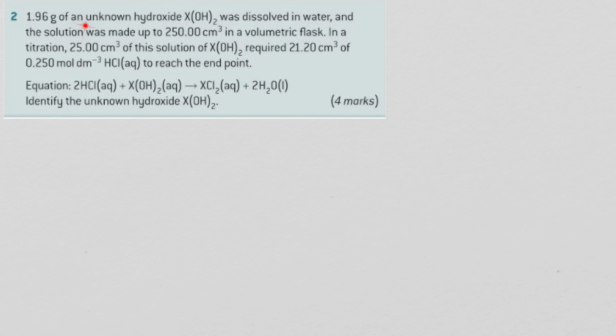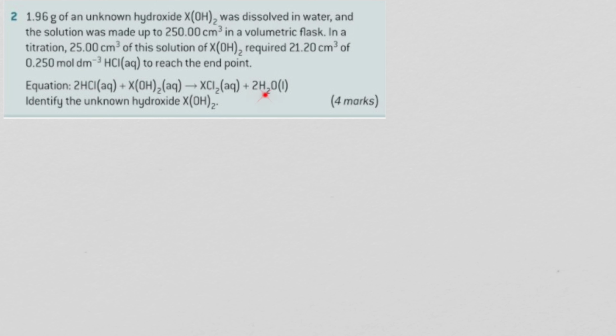0.6 grams of an unknown hydroxide was dissolved in water, and the solution was made up to 250 cm³ in a volumetric flask. In a titration, 25 cm³ of the solution of hydroxide required 21.2 cm³ of 0.25 mol dm⁻³ HCl to reach the end point. That's the concentration of the HCl, and that's the volume of HCl. We know the volume of the base.